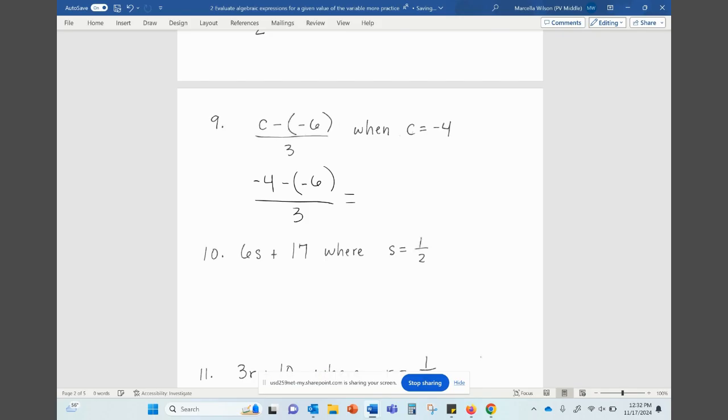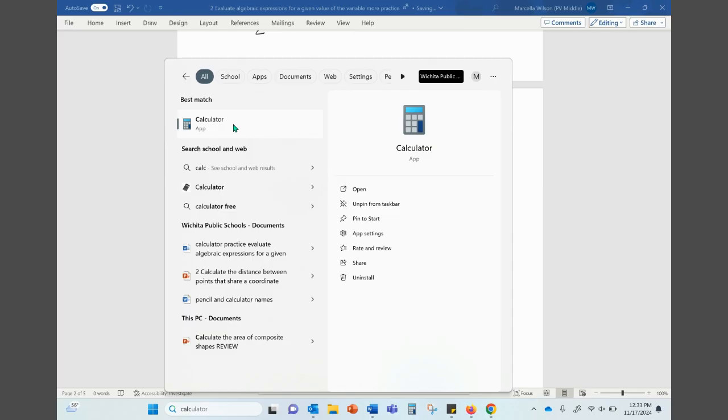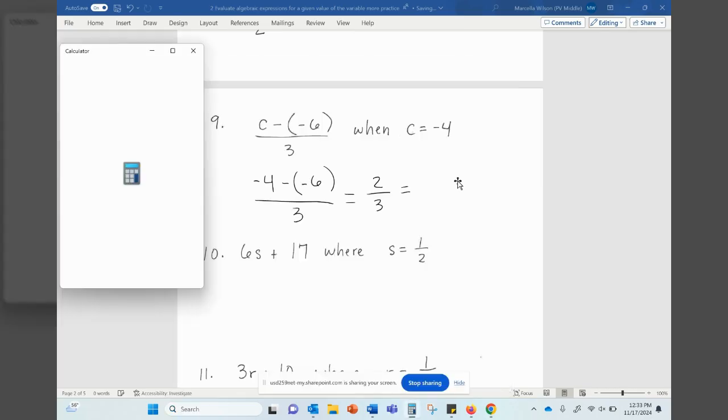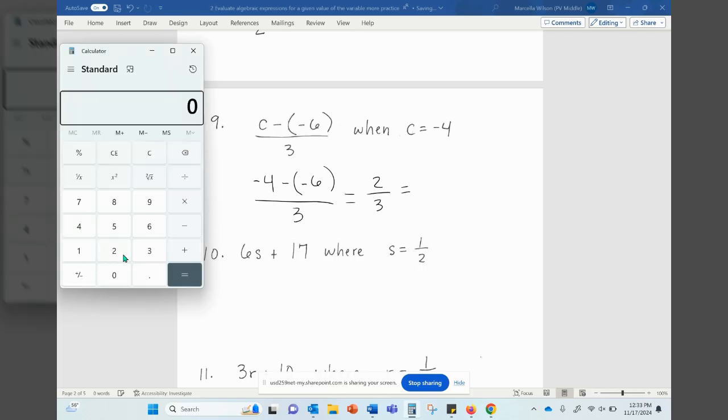You know what? I'll just solve it. Anyway, -4 minus -6 is going to give you +2. So you should end up with 2 over 3. And then put that in your calculator. 2 divided by 3. So if you want to leave it as 2 over 3, you can. But I want us to get in the habit of turning these fractions into decimals so that you do not have to simplify.